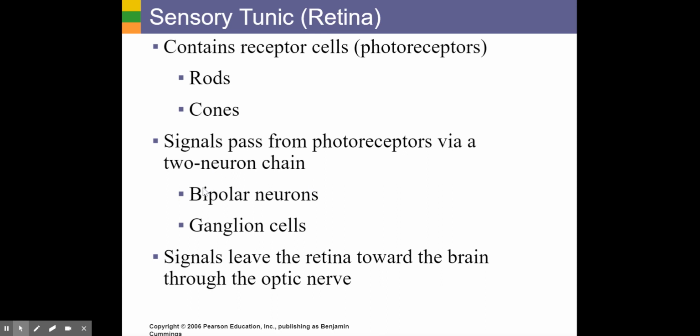So there are two different types here. We have what are called bipolar neurons and ganglion neurons. We're going to talk more about those when we get into the nervous system, but those are the two areas. And then those signals are transmitted from the retina towards the brain so that we can view them. Without that signal getting to the brain, even if the eye was functioning properly, you still wouldn't see an image. The brain has to interpret that signal and tell us what we're seeing.